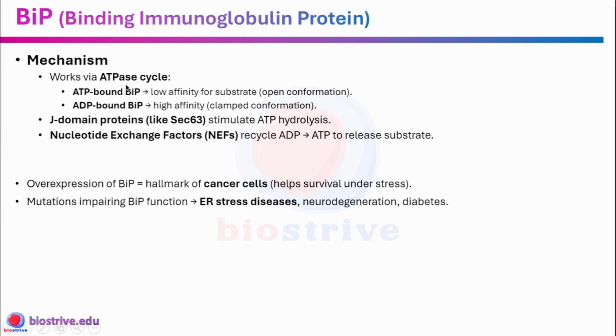The protein works by ATPase cycling, which we have already seen in previous videos. Overexpression of BiP is a hallmark of cancer cells, and it helps survival under stress conditions as well. Mutation impairs the BiP function, which relates to ER stress diseases and neurodegeneration.